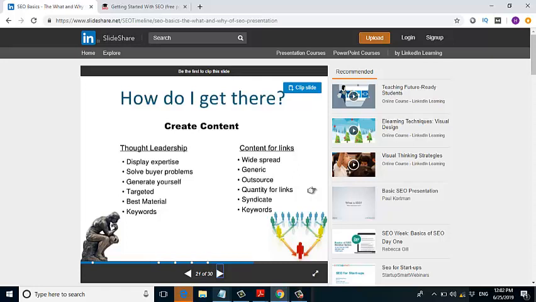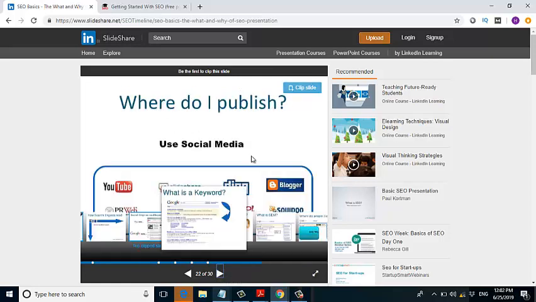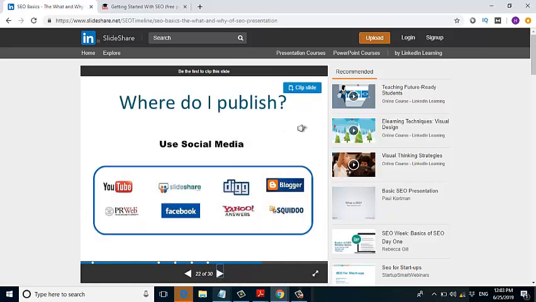So these are the major factors on which you should base your content. Use social media. For example, if you make a website or blog regarding some service or product, then you should go for marketing it on social media, because it's a very important factor.